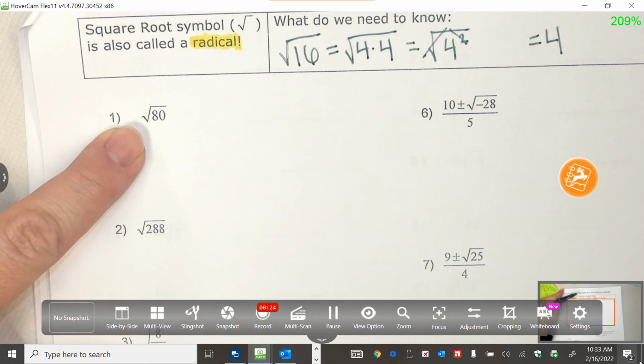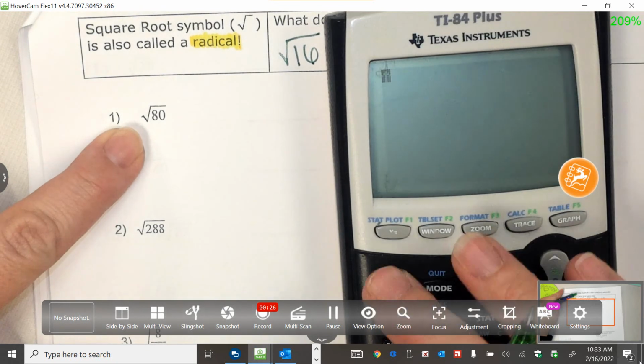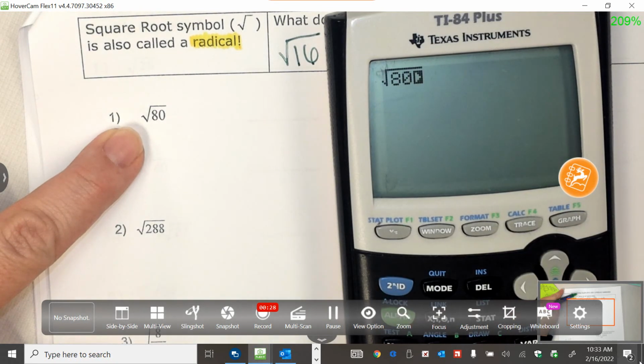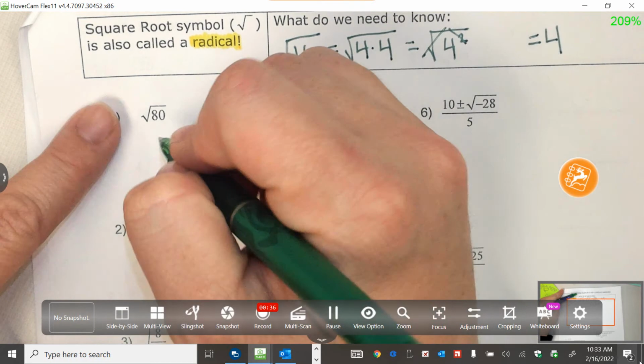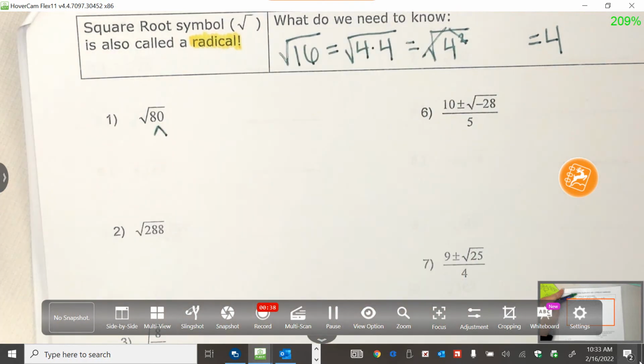Well, 80 is not a perfect square. And if you don't know that, you can literally come here and do the square root of 80. And if it gives you an ugly decimal, that means it's not a perfect square. So we're going to do the factor tree. Now, my word of advice is to always start with 2. If 2 doesn't go into it, try 3. You want to start with the smaller numbers, because then it'll keep it organized for you.